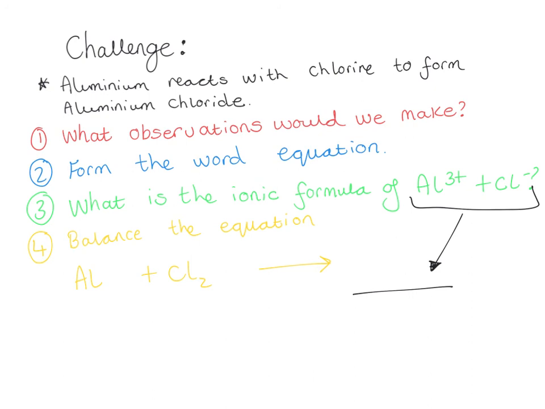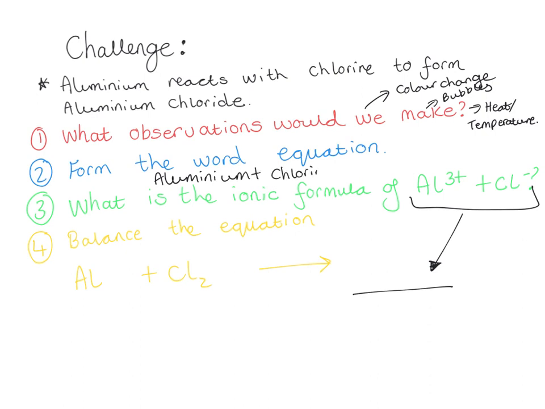So, aluminium reacts with chlorine to form aluminium chloride. What observations would we make? So, we might see a colour change. We might see bubbles. We might see heat or a temperature change. Then it asks me to form a word equation. So it would be aluminium plus chlorine makes aluminium chloride.